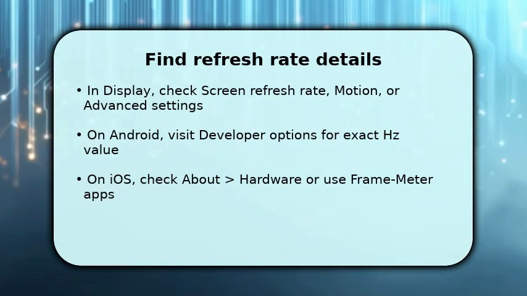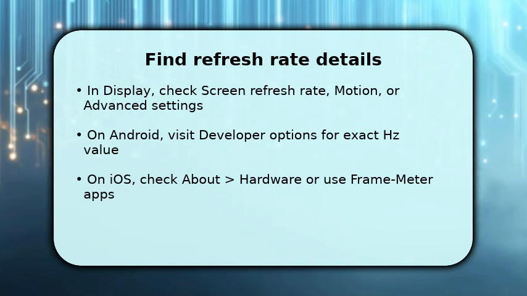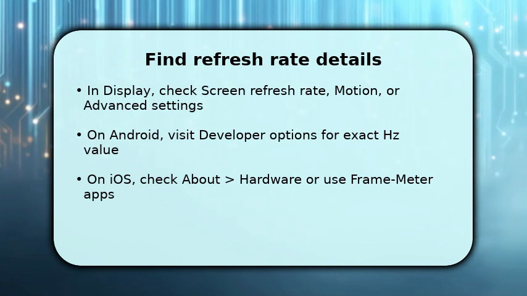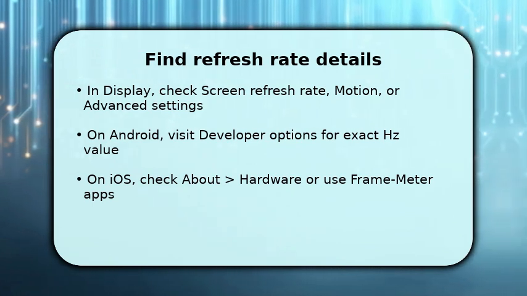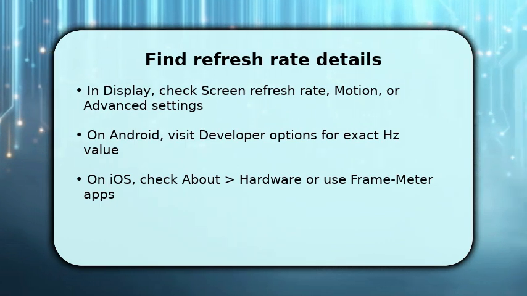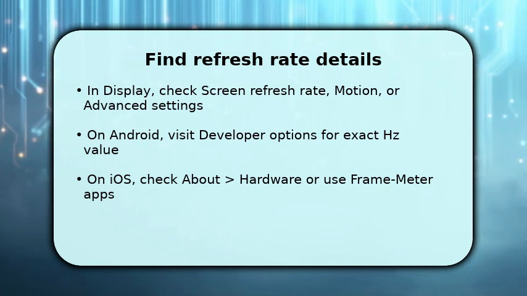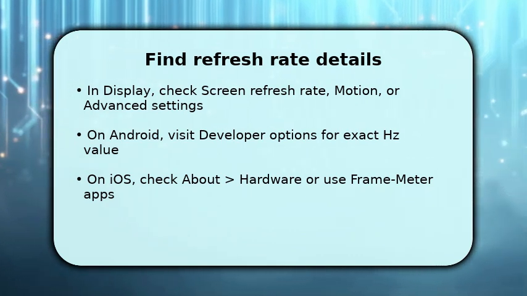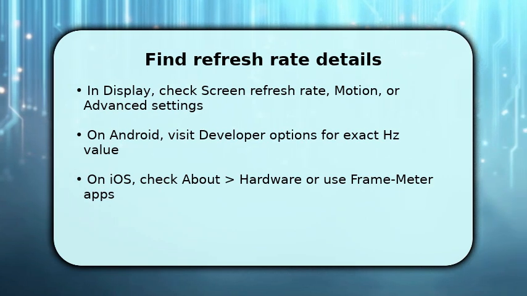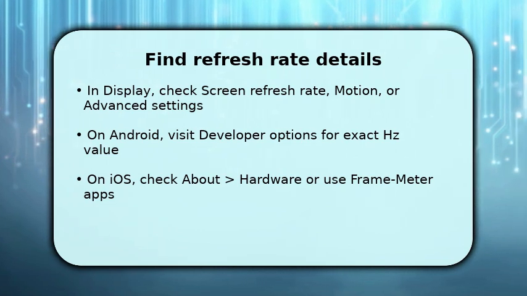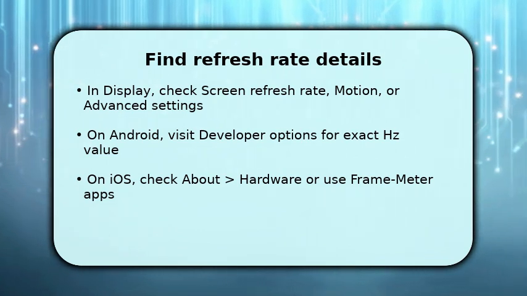Next, navigate deeper. In Display Settings, look for Screen Refresh Rate, Motion Settings, or Advanced Display options because manufacturers vary. On Android, if you need precision, enable Developer options and scroll to show refresh rate or Profile GPU rendering to reveal exact HC values. On iOS, About may list display specs, but you can also enable a frame meter in Developer Tools for detailed readouts.